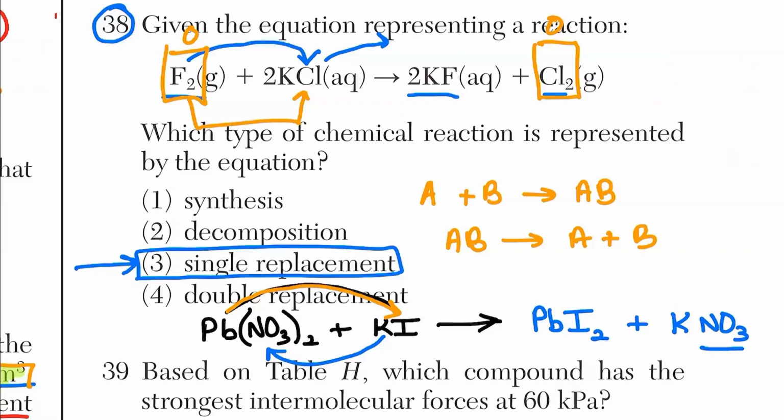So you notice there were 2 things switching partners. That's a double replacement, and that's not a redox reaction. You don't see a standalone. All of the oxidation numbers are staying constant. In any case, number 38 is 3. On to number 39.